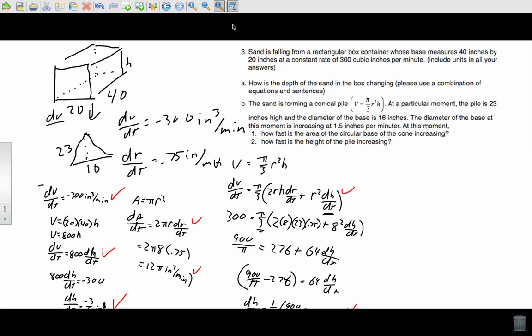So since the answer went off the side of the board, I'll rewrite it over here. dH/dt is equal to 1 over 64 times 900 over pi minus 276 inches per minute. So you get 1 point for that correct answer. I'll go ahead and put a check mark by it to make it complete. And then we are done.